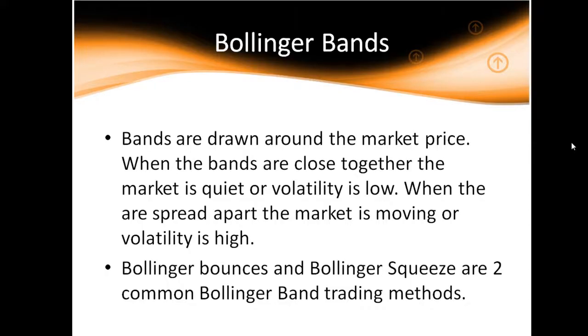The Bollinger Band indicator draws three lines on our charts: two outer bands and a center line. When the bands are closer together, market volatility is low. When the bands are further apart, volatility is high. Bollinger Bounces and Bollinger Squeeze are two common Bollinger Band trading methods. Let's have a look at these in MetaTrader.